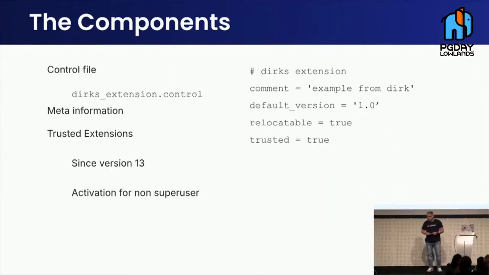They start everything with a control file. So you create a control file with some metadata about the extension. You can use a version, the comment, and some parameters like if it's a trusted extension, if you want to make it possible to activate as a non-superuser, things like that, right? You can look up in the documentation whatever you can configure there. So it is essential that you have at least this control file.